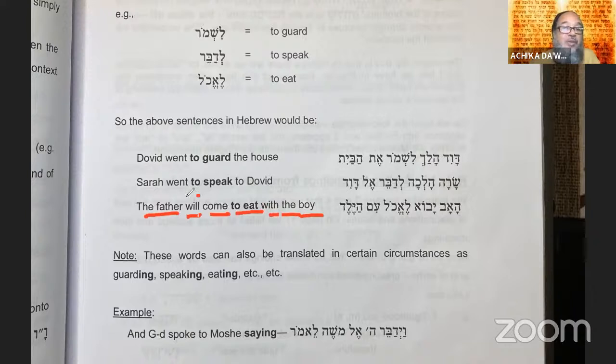Now, the reason why will come is because there is a yo, meaning he, and that is will. He will, because it's added to the front of this three-letter root. You got to look for those three-letter roots. So he will. Who's the he will? Oh, the father is the he will. Okay, he will come to eat with the boy. Got it? That's how you do it. You break it down.